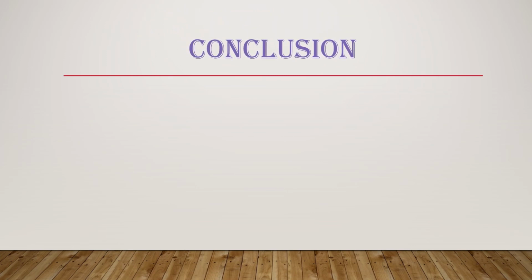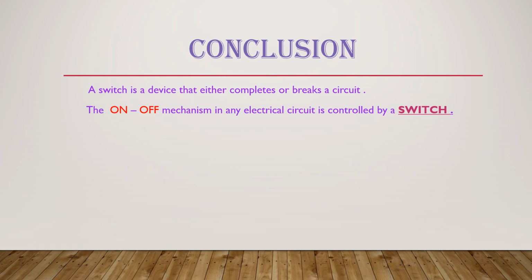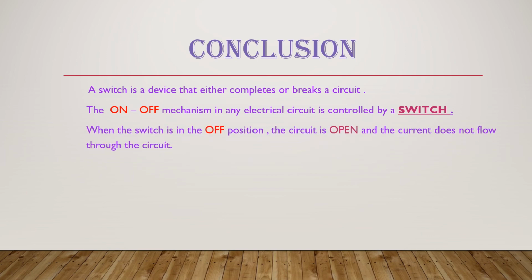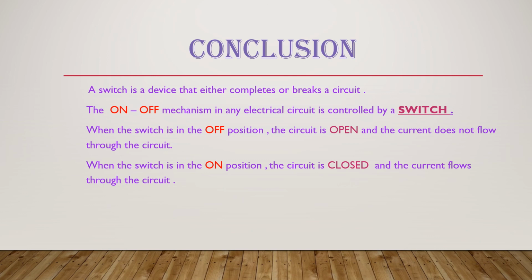So what is the conclusion? What have you learnt about switch? A switch is a device that either completes or breaks a circuit. The on-off mechanism in any electrical circuit is controlled by a switch. When the switch is in the off position, the circuit is open and the current does not flow through the circuit. When the switch is in the on position, the circuit is closed and the current flows through the circuit.